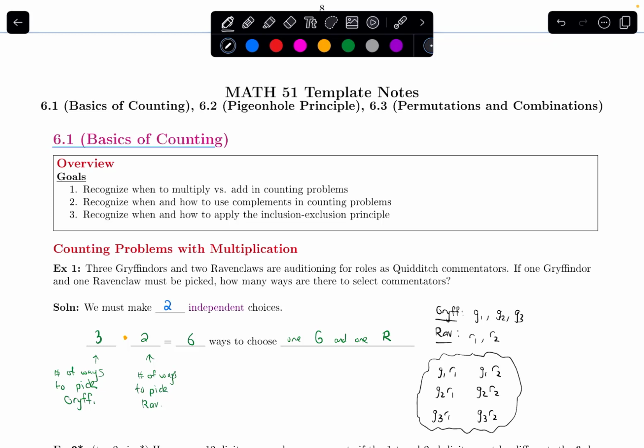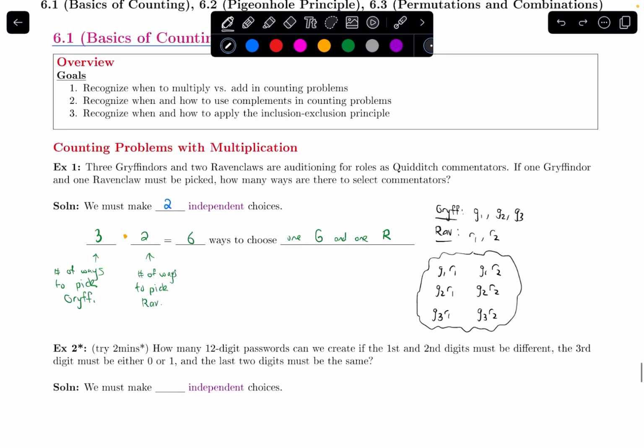So the number of choices for the Gryffindor for the first spot and the number of choices for the Ravenclaw in that second spot were independent; how many choices there were for the first spot didn't affect the number of choices for the second spot. That's what made me multiply those 2 quantities together to get the total. Okay, all right, let's do another problem. Let's up the difficulty this time.